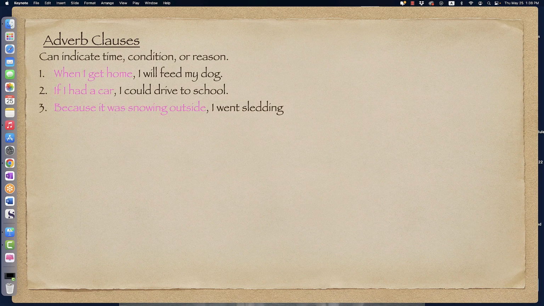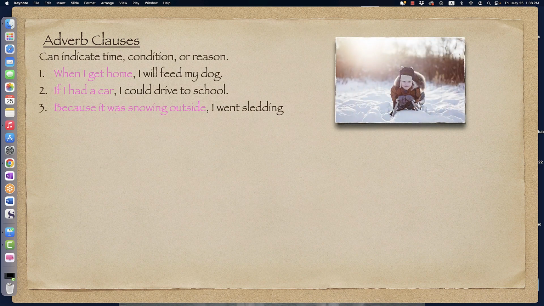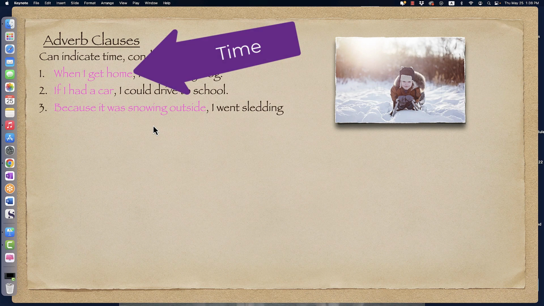But we also have adverb clauses, and here are some situations. And these adverb clauses can indicate time or condition or a reason. There are some other things that they can do as well, but for right now, let's just focus on these. So for instance, when I get home is showing time. If I had a car is showing a condition. And because it was snowing outside is showing a reason for something.